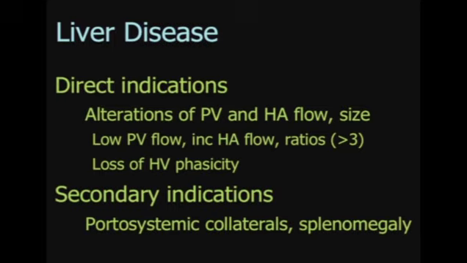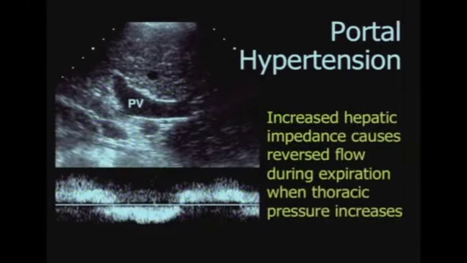There are many different ratios and many different things you can look at. Some people believe these more than others. I happen to like the hepatic arterial to portal vein velocity, but there are many other indices that can potentially help you. And then looking at secondary indications such as portosystemic collaterals or splenomegaly. Portal hypertension happens when there's increased hepatic impedance. This can cause a reversal of flow during expiration when thoracic pressure increases.